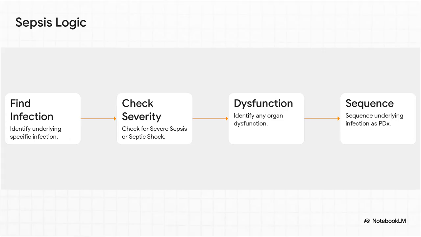Finally, let's walk through one of the absolute most complex diagnoses out there, sepsis. The rules here are like a giant puzzle. Step 1. The coder has to identify the specific underlying infection, like E. coli. Step 2. Check the documentation for progression to severe sepsis or septic shock. Step 3. Identify and link any resulting organ dysfunction, like acute kidney failure. And Step 4. Official guidelines state that the underlying systemic infection must be sequenced first as the principal diagnosis. If even one step in this strict logic is missed, the true severity of the patient's fight for their life is completely lost in the data.